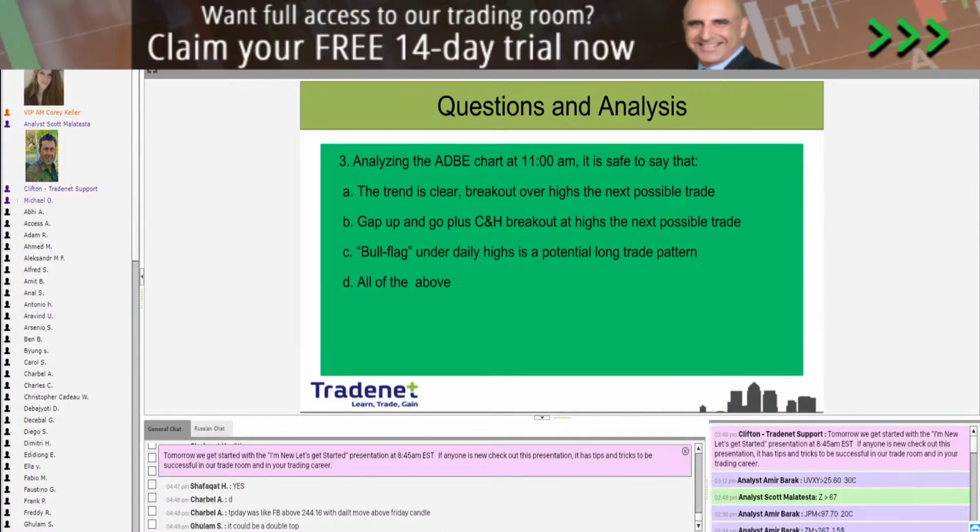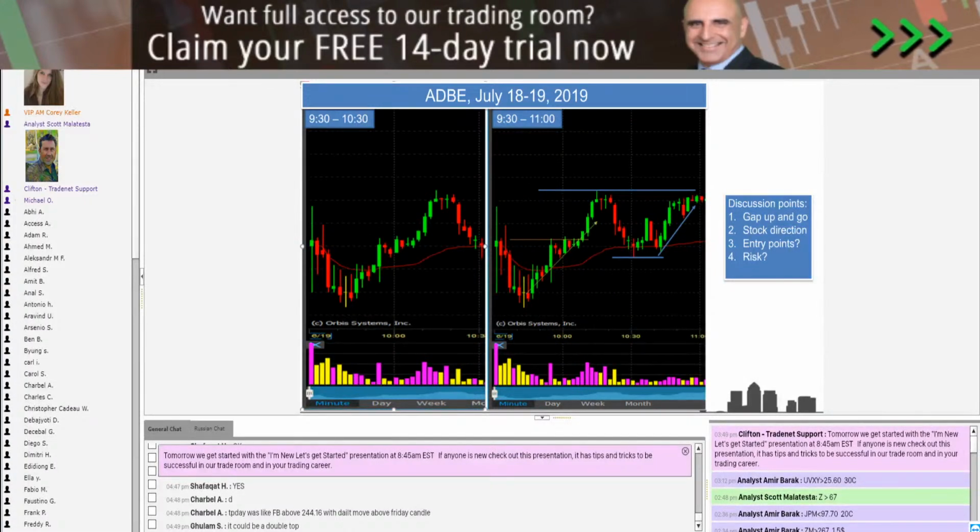It could be a double top. Who can be a double top? Adobe? Indeed, if it fails, Gulam, it can be a double top. I agree. But you want to trade double tops on weak stocks, because double tops are signals for moves lower, and you want to trade lower weak stocks. This is a strong stock on the daily chart. We already saw this one. It gaps up like 4 or 5%.